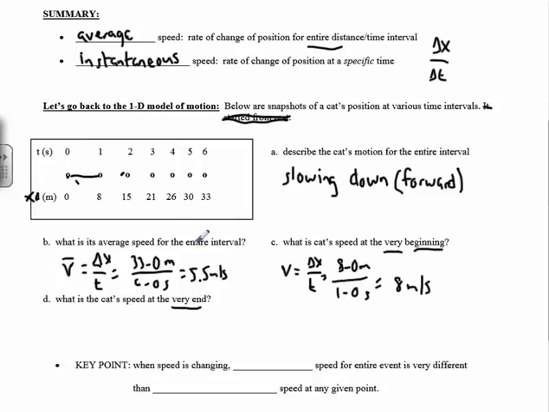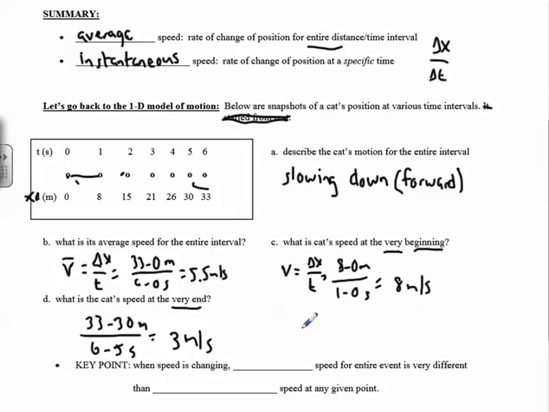So at the very end, which is the last time interval here, we've gone from 30 to 33. So the change is 33 minus 30. And again, it's 1 second, 6 minus 5. And so we have 3 divided by 1, 3 meters per second. Okay, so the instantaneous speed at the end is less than at the beginning, good, and the average falls between these two extremes.